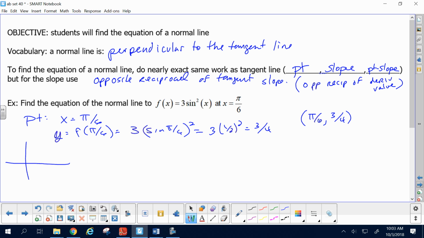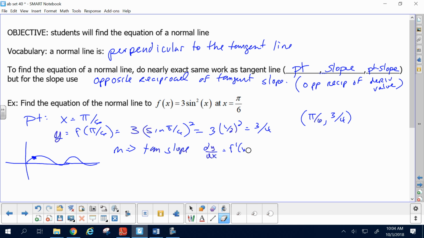The curve kind of looks like this, and I am right here. Okay, the slope. Let's start by the derivative. You're going to first find the tangent slope. Then I'll deal with the normal, the perpendicular part. So the derivative, the slope, or f prime, at pi over 6.